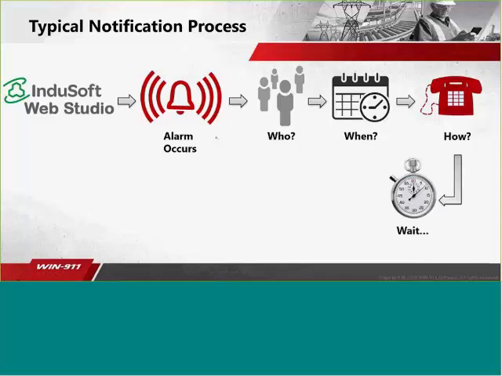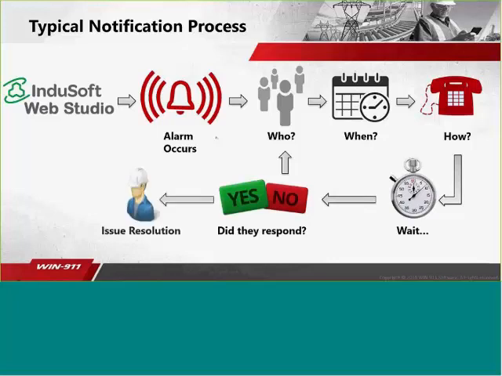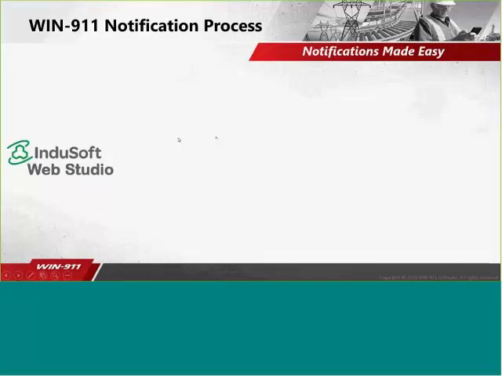Once you attempt to notify that person, you wait to see if they respond. If they don't respond, then you move on to the next person. And if they don't respond, you move on to the next person. So you're manually going through this process. If they do respond, then obviously your issue is resolved. But this process is what we've automated.